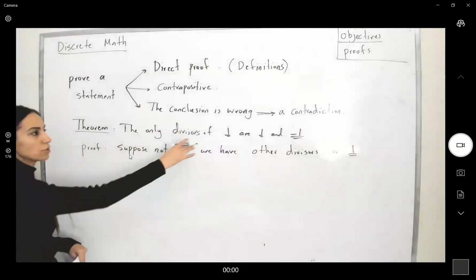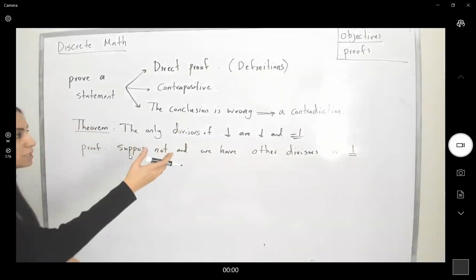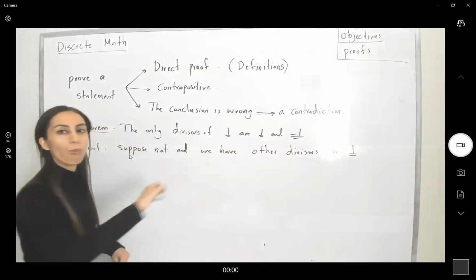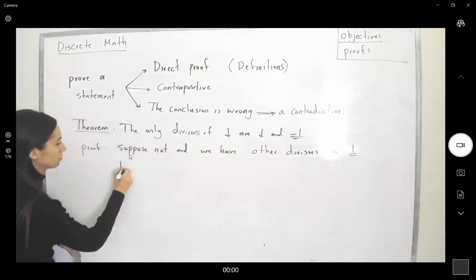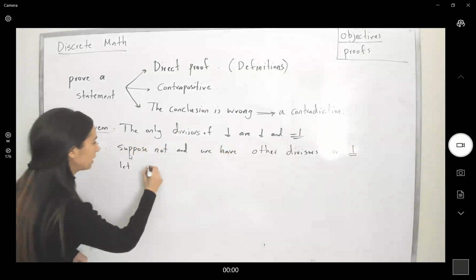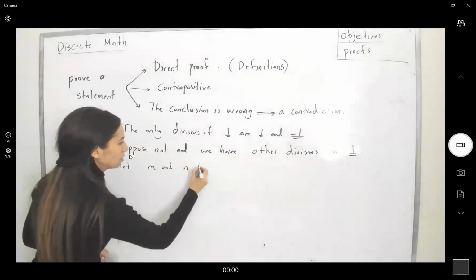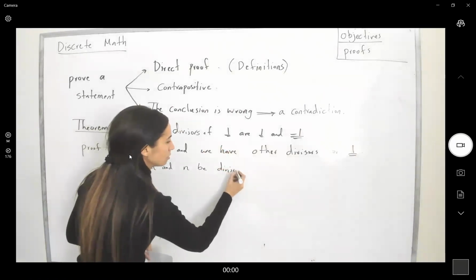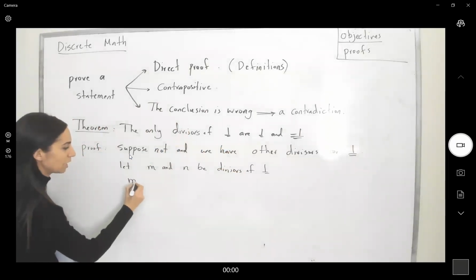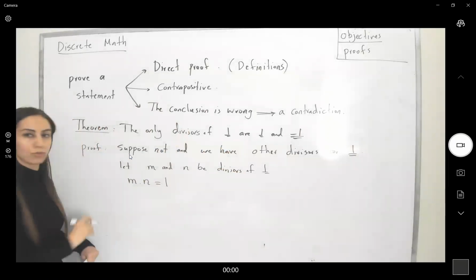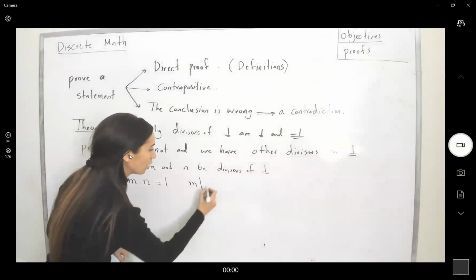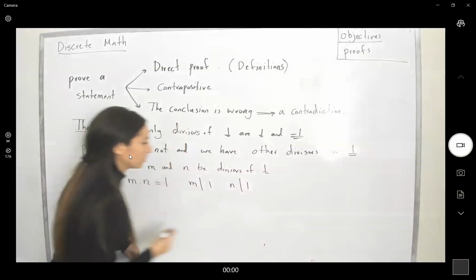There you go. When we're talking about the divisors of 1, it means that we're looking for factors that, when we multiply them together, we get 1. So let me see what I used here. Let m and n be divisors of 1. So what's the meaning of that? It means that m times n is equal to 1, and at the same time, since these two are divisors of 1, m divides 1, n also divides 1.